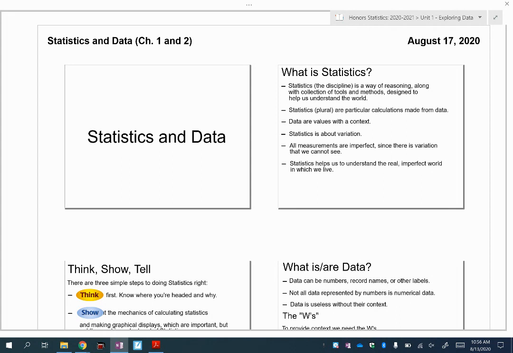So let's talk a little bit about these slides that I created. Again, if you've already read chapters 1 and 2, this will seem very familiar. If you haven't, after you watch this video, go ahead and take 15 or 20 minutes to read through chapters 1 and 2. Chapter 1 is only a few pages. Chapter 2 is less than 10 pages. So take the time to start now, building that good habit of reading the textbook.